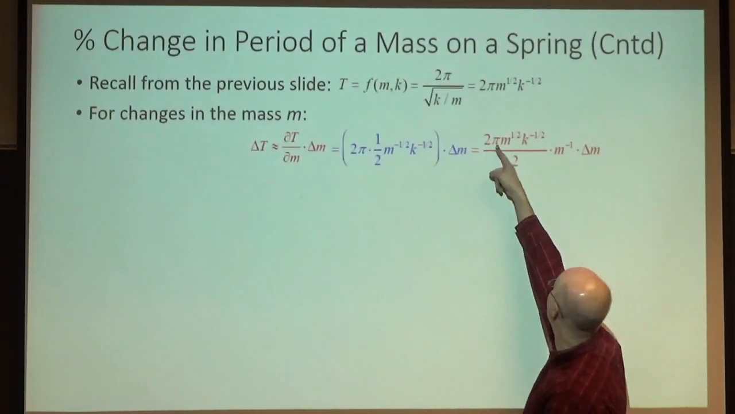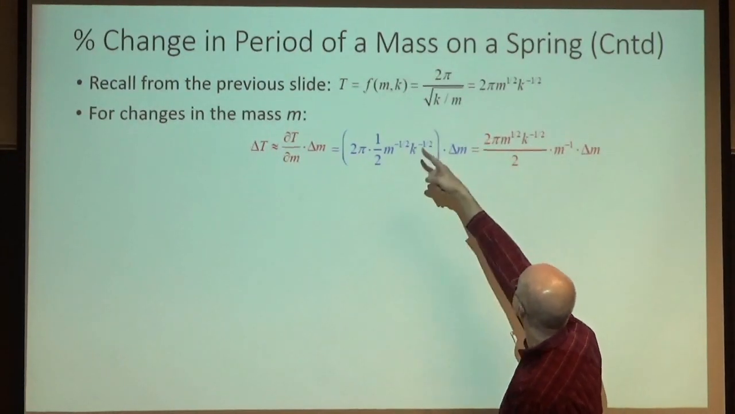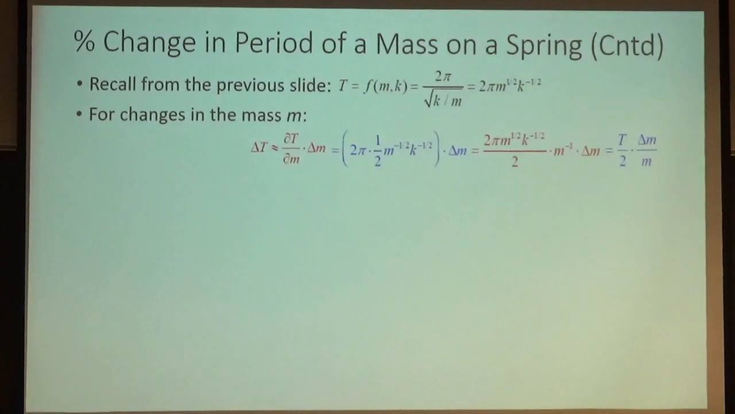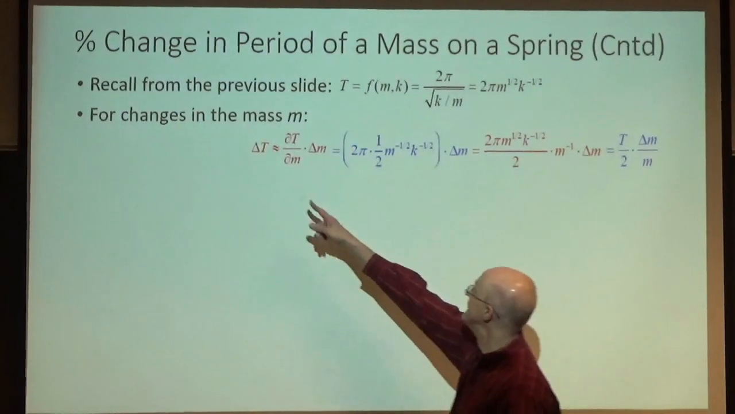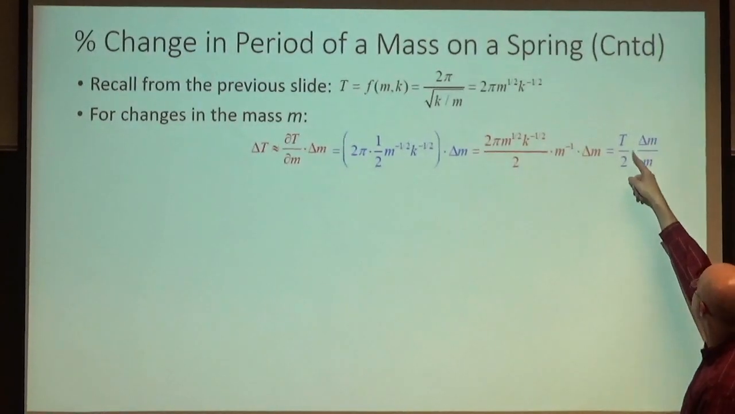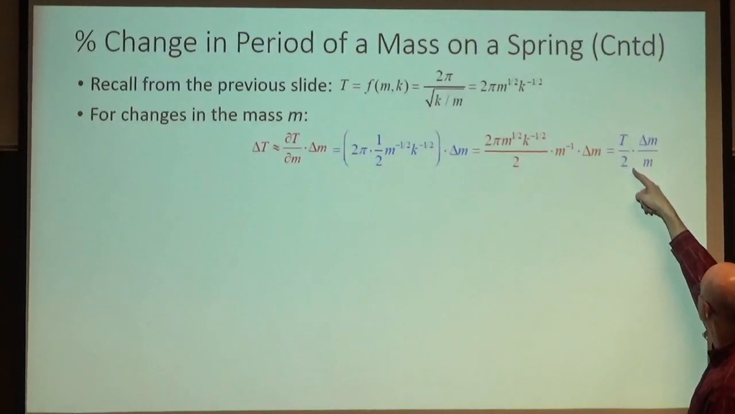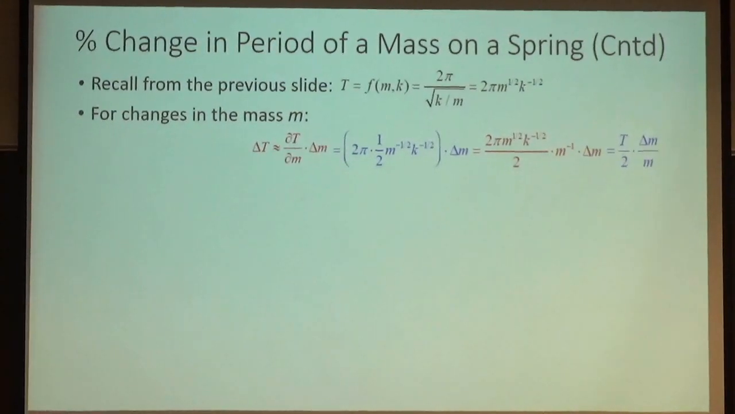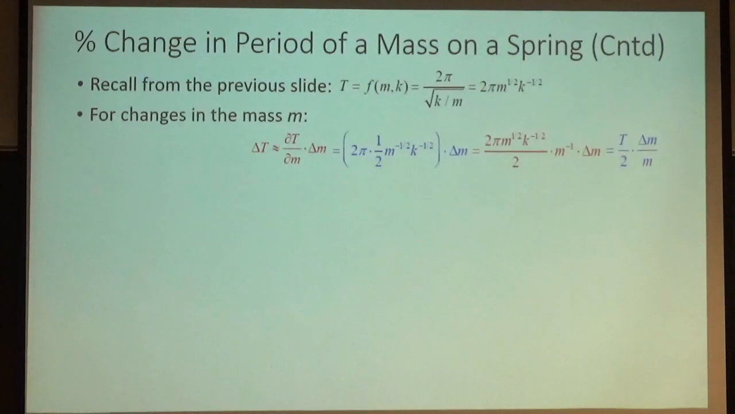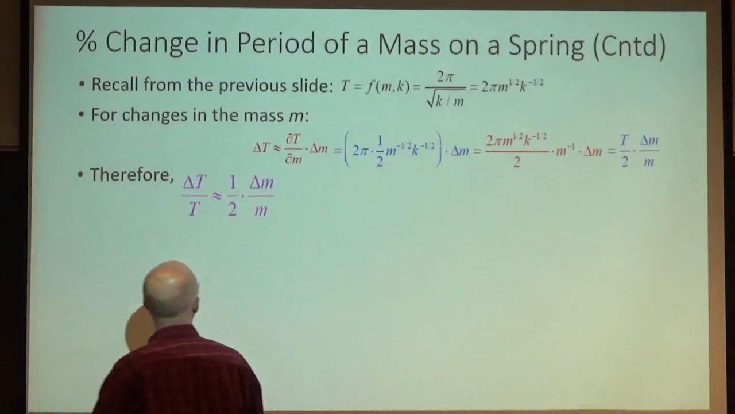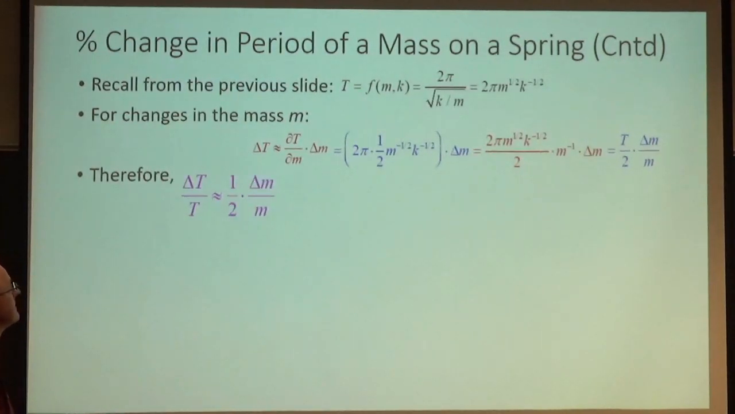Compare. 2 pi m to the 1/2, k to the negative 1/2, that's the same as the period. And so I can rewrite this change in T, change in the period, ultimately as this product: the original period divided by 2, times the relative change in the mass, the percent change in the mass. What's the usefulness of that? Divide both sides by T right now, and you get this approximate equation.